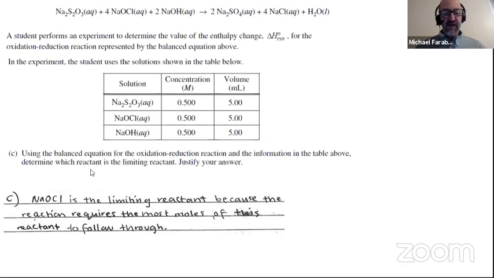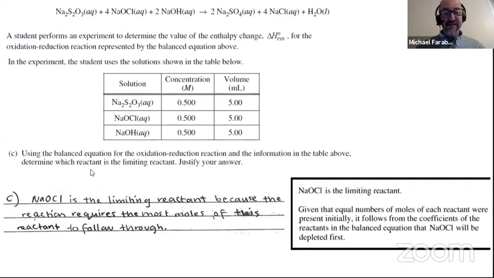Well, the student did something right. They had the correct limiting reactant. But what they should have said is, given that equal numbers of moles of each reactant were present, again, that's from the table, it follows from the coefficients of the reactants that the NaOCl will be depleted first. So in terms of, there's 4 moles of NaOCl for every 2 moles of NaOH for every 1 mole of Na2S2O3, it's going to be the NaOCl that runs out first. So they did not mention the part about equal moles of reactant as given in the table.